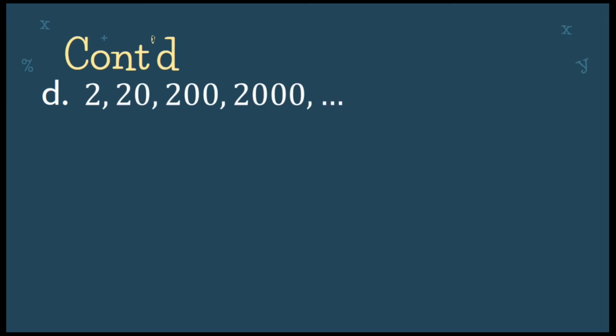Now let's take a look at the fourth example. In the same way, we have to provide the next 3 terms. In this case, you realize that the numbers keep getting bigger. What do I do to 2 to get 20? 20 to get 200, and 200 to get 2000?